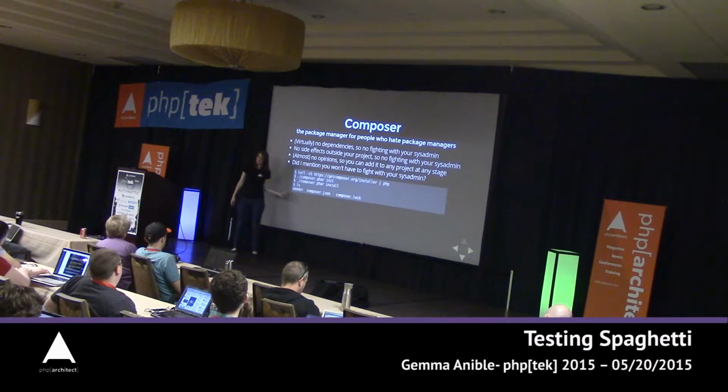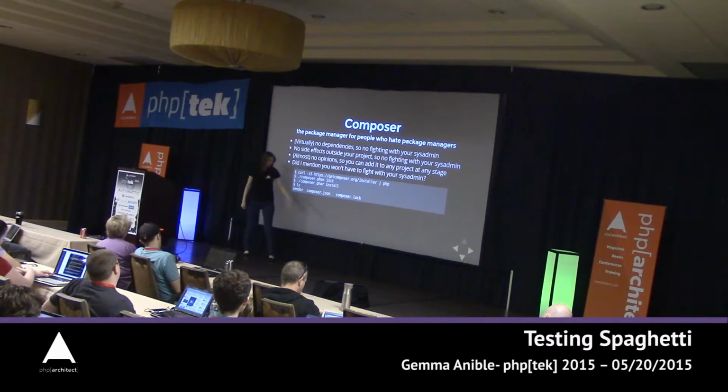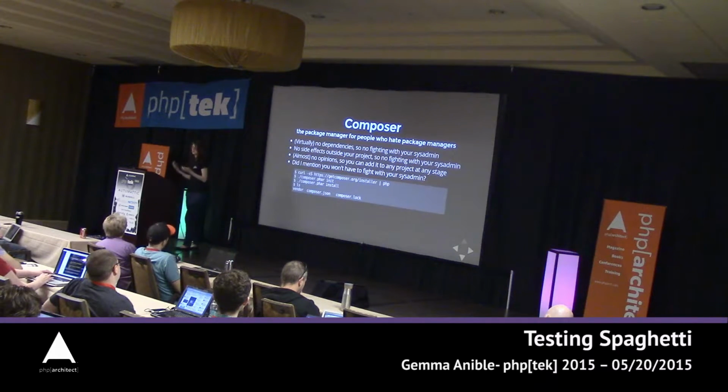Vendor is the default location for everything Composer is going to pull down, so any external packages. And composer.json and composer.lock define what you need for your project. They're sort of metadata. If you've done things with npm, it's kind of like package.json, roughly the same.